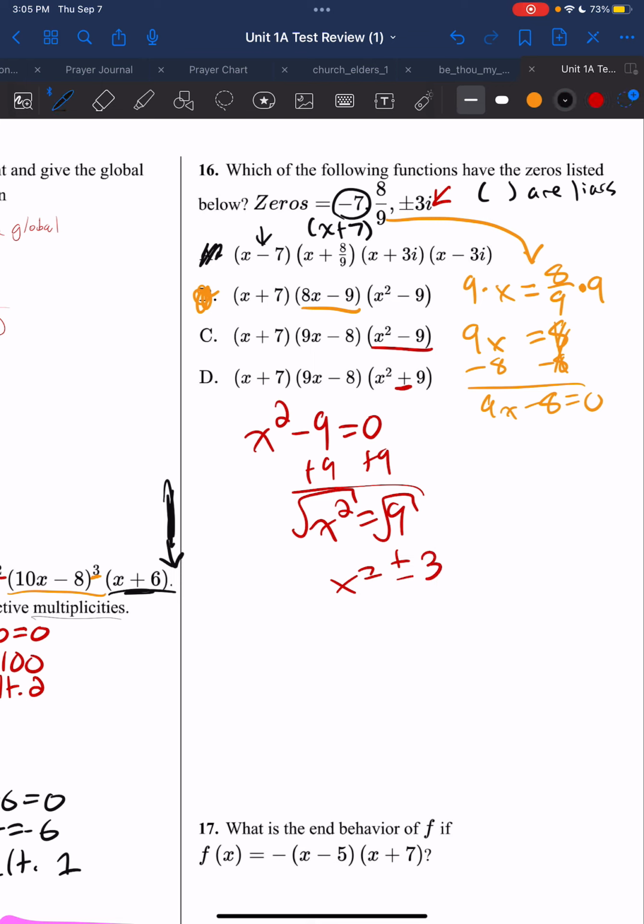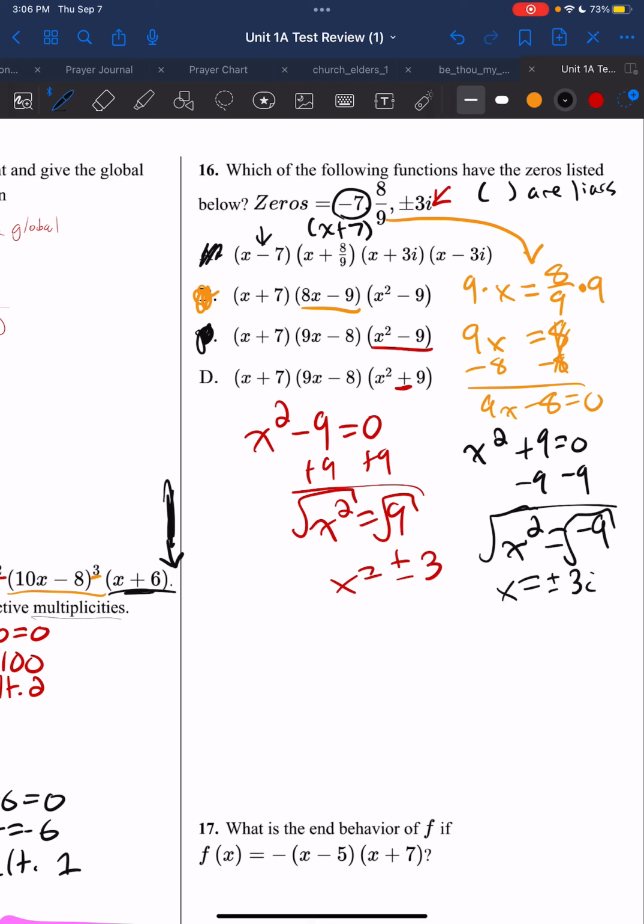Now, let's do it for part D. So I know it's not C. Let's make sure it's D and not C. So plus 9. So if I minus 9, if I take the square root, I'm taking a square root of a negative number. So that's what gives me the plus or minus 3i. So it is D.